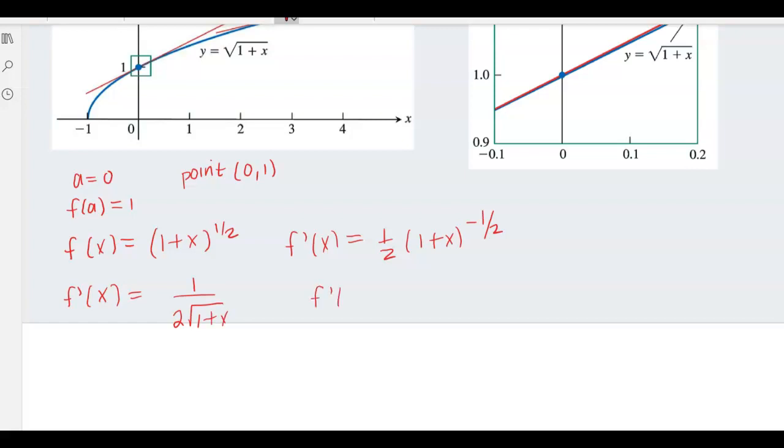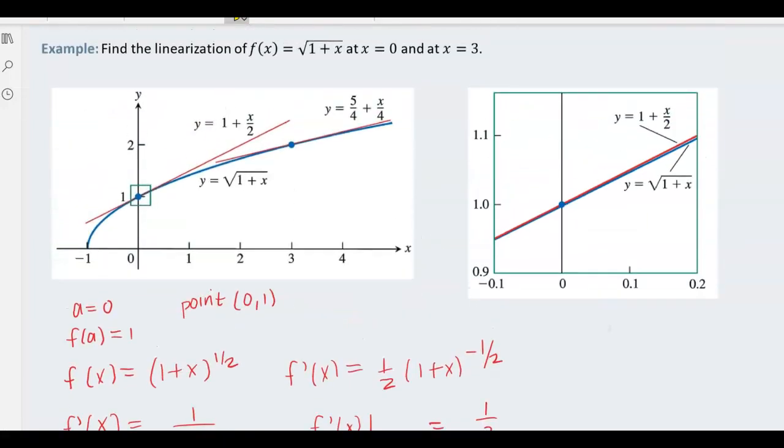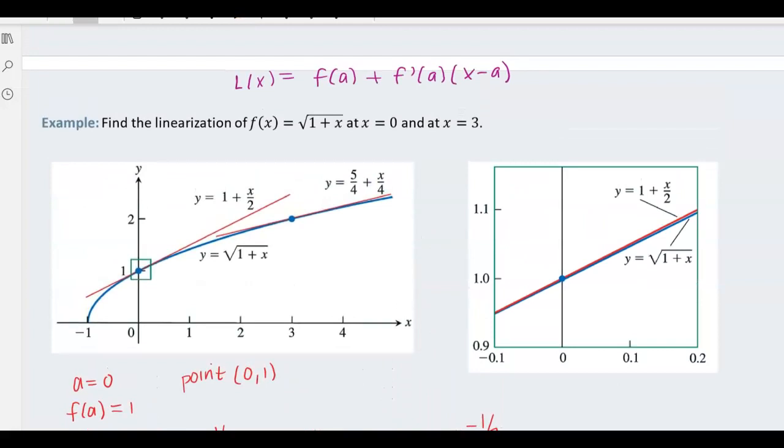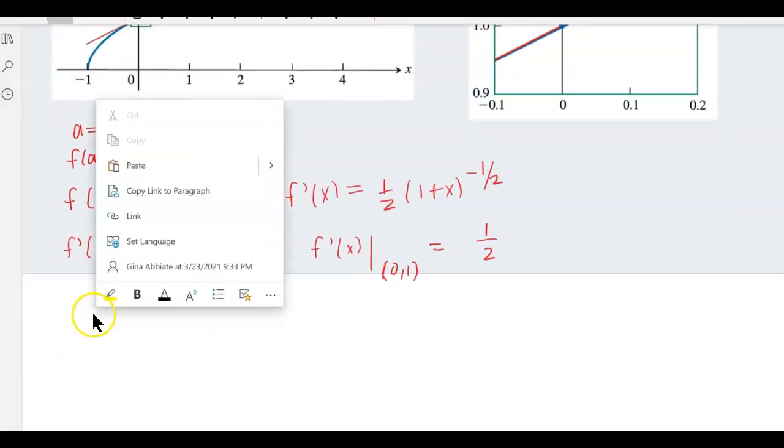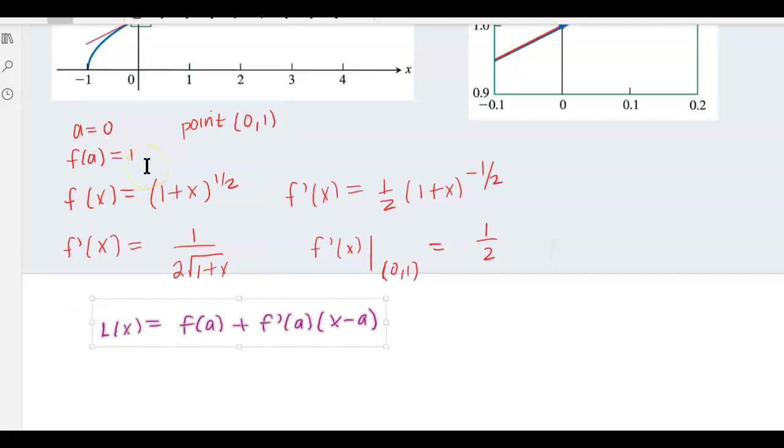So what would this be if I evaluated at the point 0, 1, right? a is equal to 0 for us. So we're just going to have 1/2. If I put 0 in here for x, I'm just going to get 1/2 for our slope. All right, so I think I've got all the components that I need. Again, let's grab this formula up here, copy that, and bring it down here. Okay, so this is what we're going to use for our function.